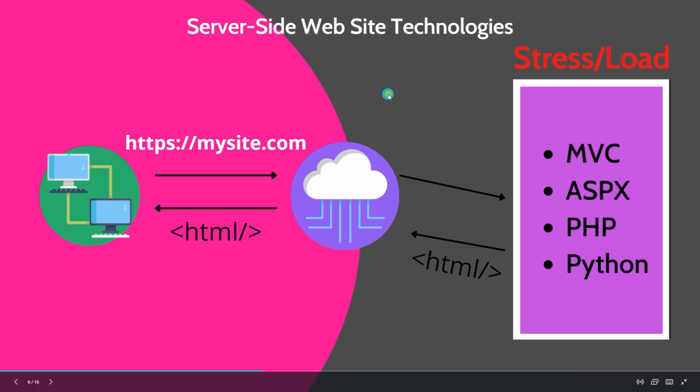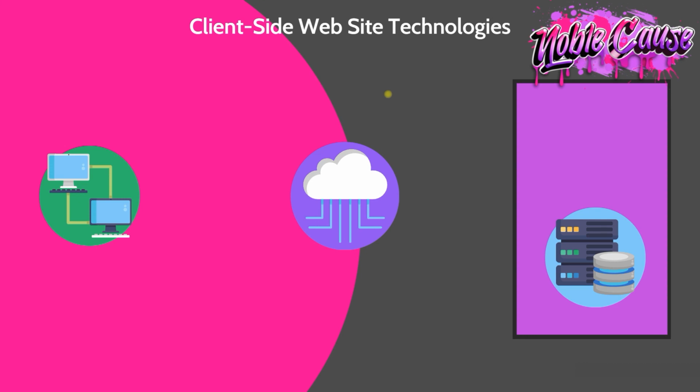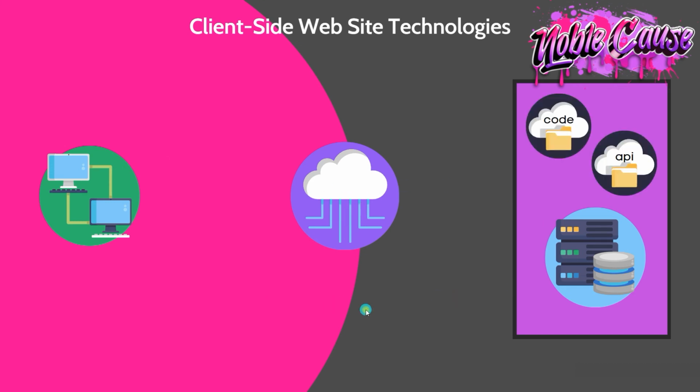There are others, but those are some of the more popular ones. So now let's see what the difference is with client-side web technologies. Same setup. This is your web browser, the internet, and a server. This time we deploy two different things to the server. We have our base code, and we have an API.